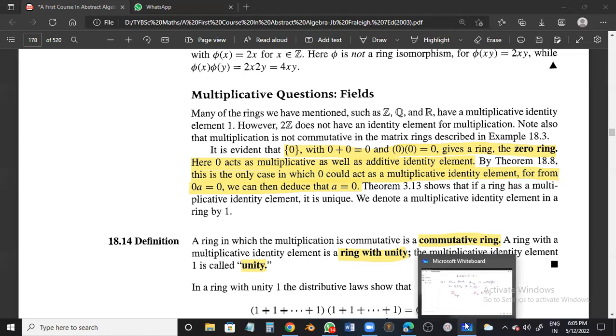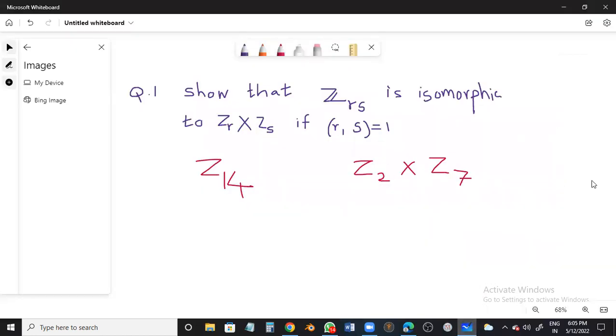So I would like to go one by one. I would like to revisit the concept of isomorphic. I want to show that Z_RS is isomorphic to Z_R cross Z_S. This is the direct product. Only if the GCD of R and S is 1, means R and S do not have any common factor. In that case, Z_R cross Z_S is isomorphic to Z_RS.